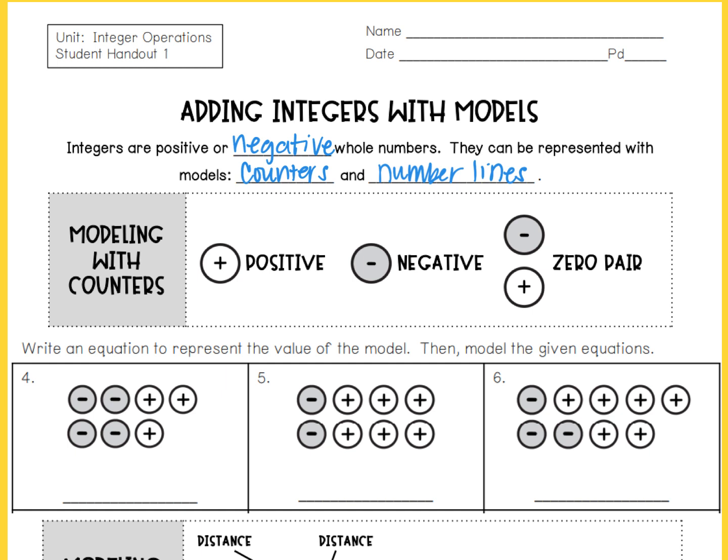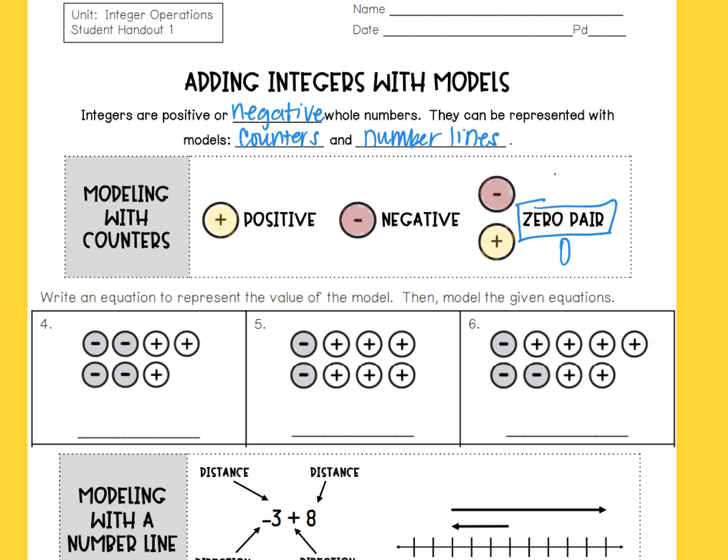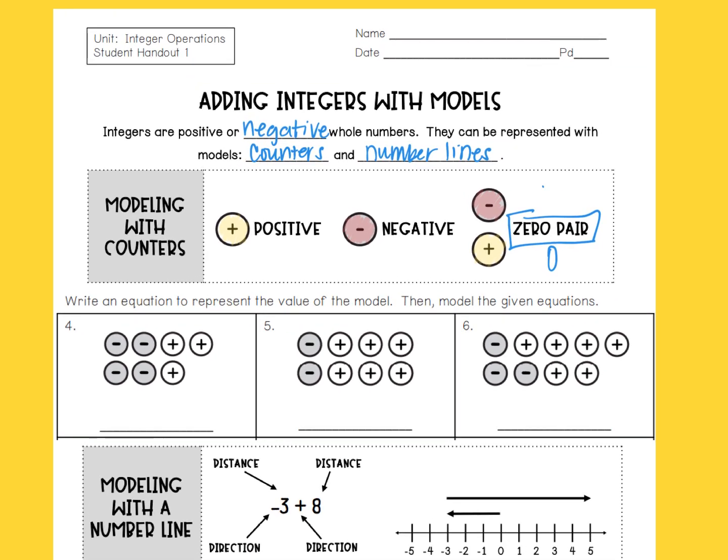So when we have counters, we can have positive counters, and those are our yellow counters. And we can have negative counters. And when we have one negative counter and one positive counter, we know that we have a zero pair. That means those cancel out and they equal 0. They just equal 0.